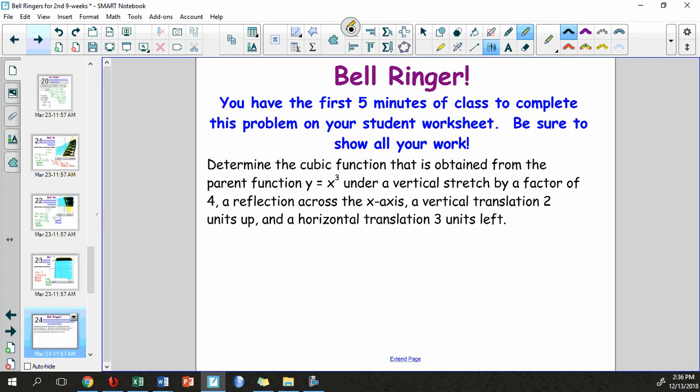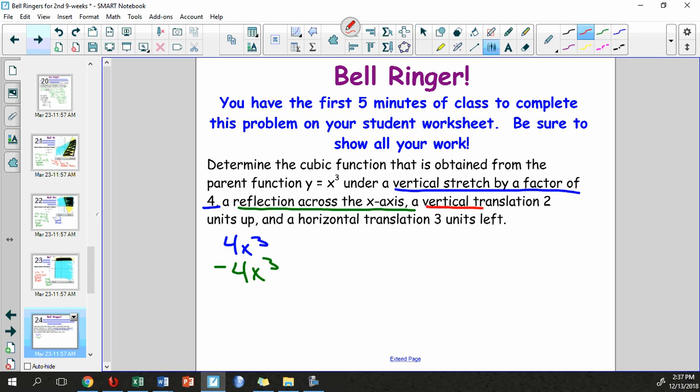Okay, next, determine the cubic function that is obtained from the parent function y equals x cubed. So how do we go about doing that? I'm going to take y equals x cubed, and I'm going to vertical stretch by a factor of 4, so that's going to be 4x cubed. Then I'm going to reflect it across the x-axis. So if I'm reflecting across the x-axis, that means I'm going to multiply everything by a negative. And then I'm going to have a vertical translation up 2 units, so that's going to be +2.